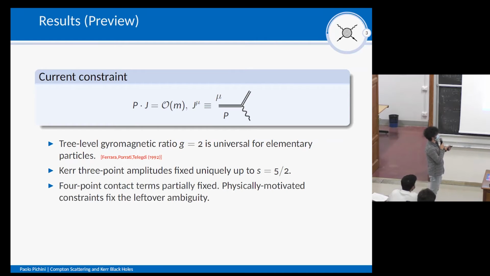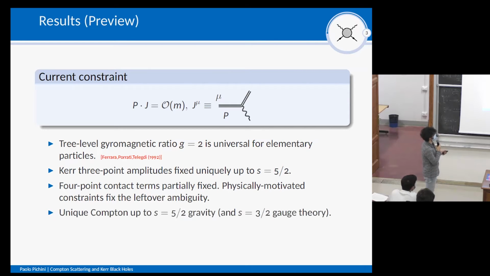Because this leg is an off-shell leg, this actually says more than just 3-point amplitude information. We're able to use it to partially fix the 4-point contact terms of the Compton amplitude, so this guy up here, which are needed for a next-to-leading order computation in actual gravitational wave calculations. If you assume some other physically motivated assumptions that I don't have time to go into right now, you can actually fix these contact terms uniquely, and we've done so up to spin 5/2 in gravity.